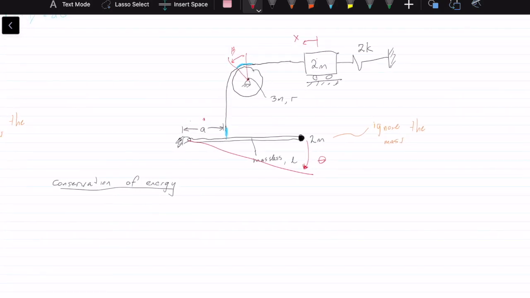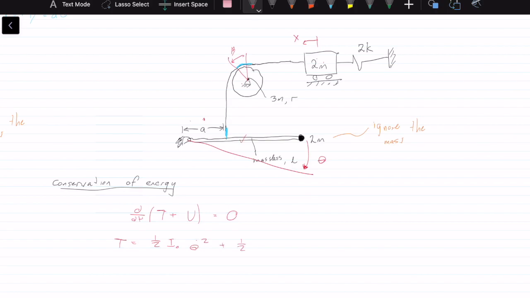So how does the conservation of energy go? We know we have to take d/dt of T plus U equals 0. So let's figure out T. We've got 3 different mass systems here, so we have to take each of them into consideration. T is equal to a half I theta dot squared. That's for this system right here.